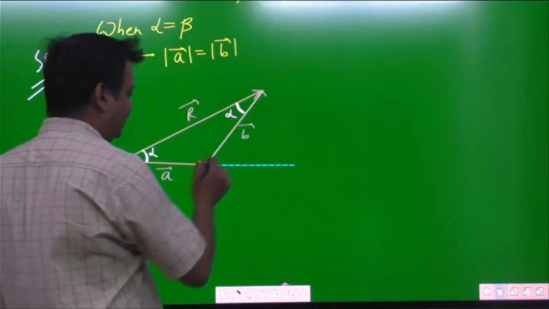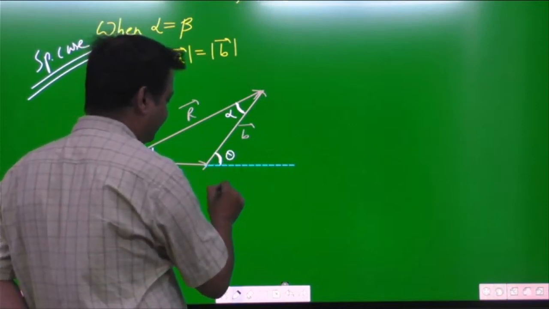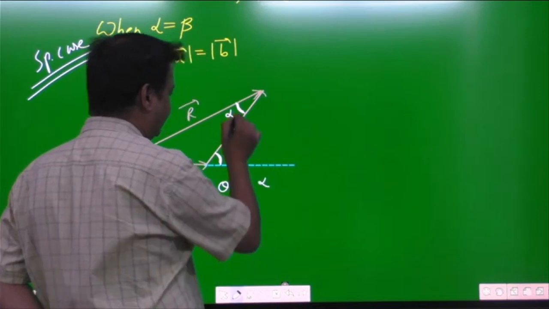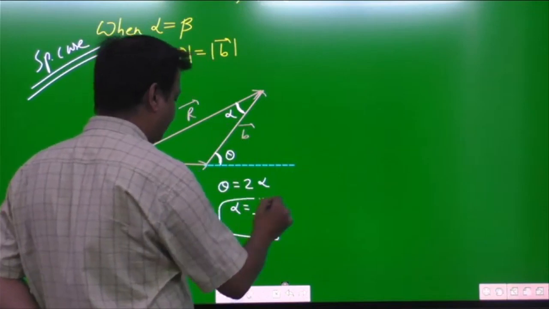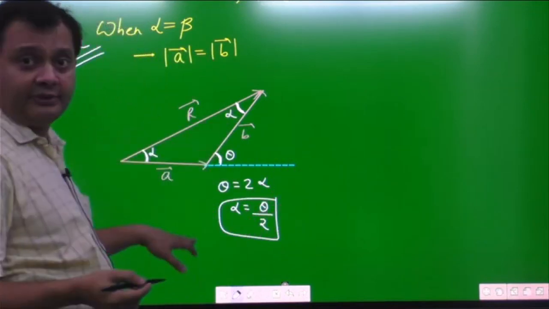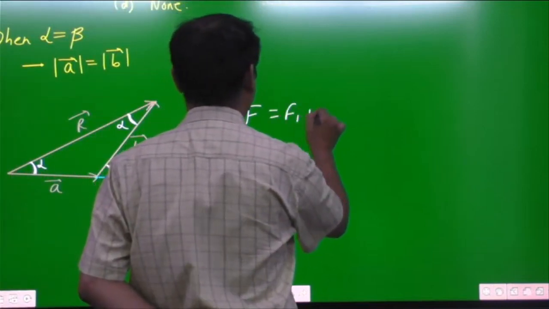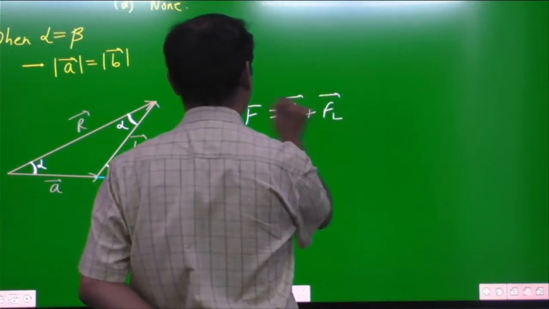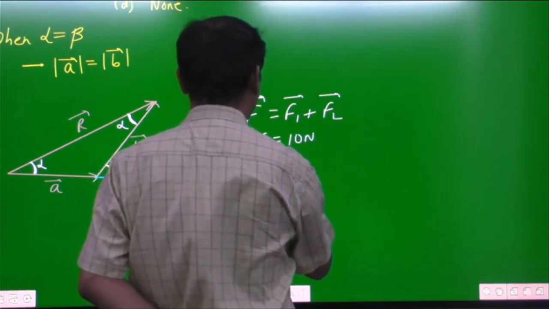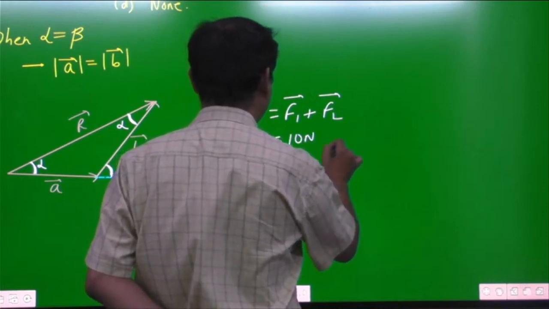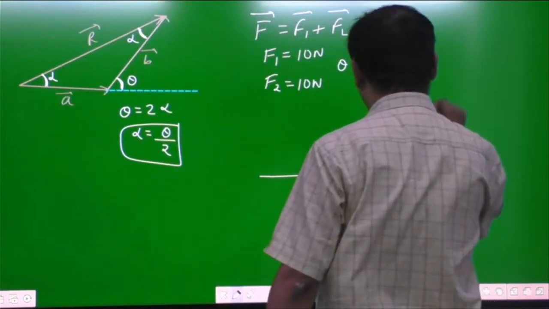And this is your special case. If this is the vector angle theta, then by applying the basic property, the exterior angle is equal to the sum of the interior opposite angles. So alpha will be theta by 2. So whenever two vectors have the same magnitude, remember, suppose you're adding two forces, and F1 has a magnitude of 10 Newton, and F2 is also 10 Newton, and theta is 60 degrees. So many things you can tell without calculation.